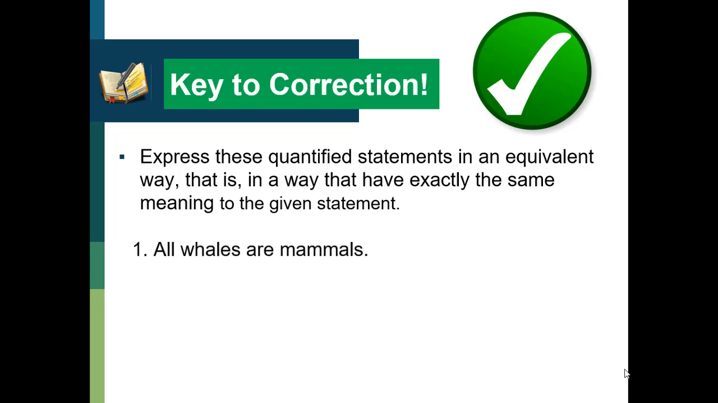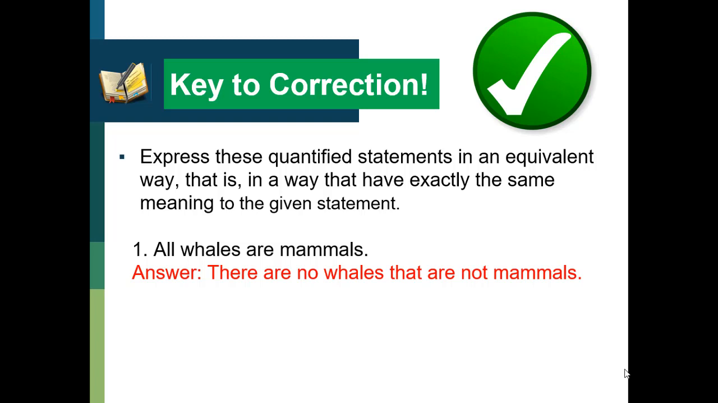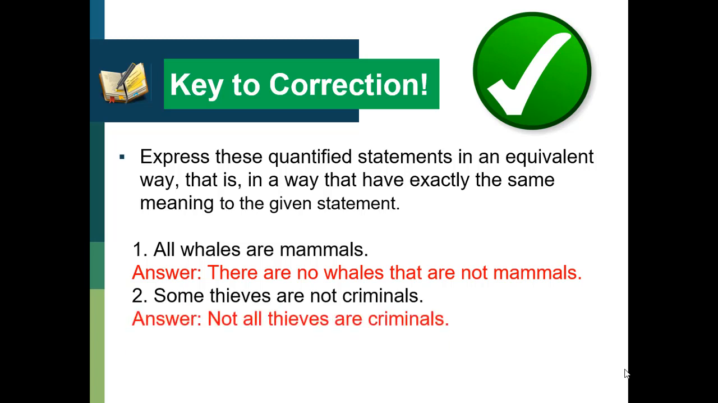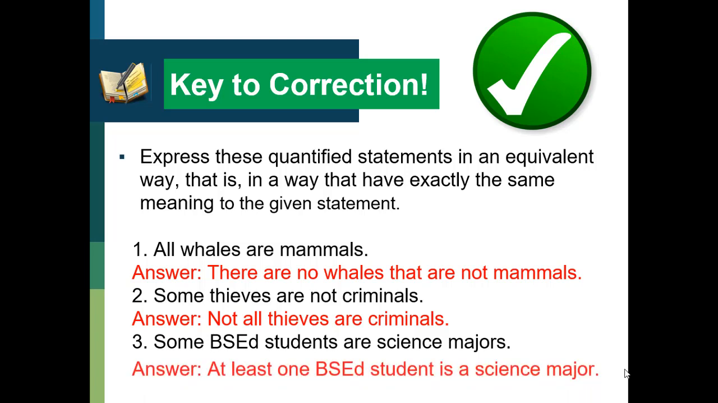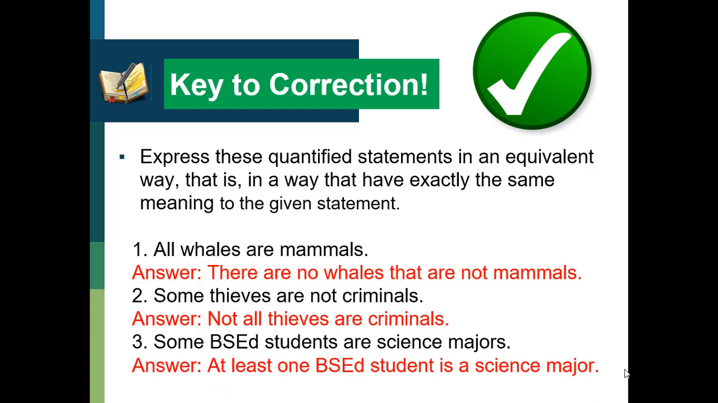Alright, so I think you now have your answers. In the first statement, all whales are mammals, you can state this as there are no whales that are not mammals. They just mean the same thing. In the second statement, some thieves are not criminals. You can restate this as not all thieves are criminals. Did you get it? Lastly, some BSED students are science majors. So you can restate this as at least one BSED student is a science major, because this is an existential quantifier. Did you get it?